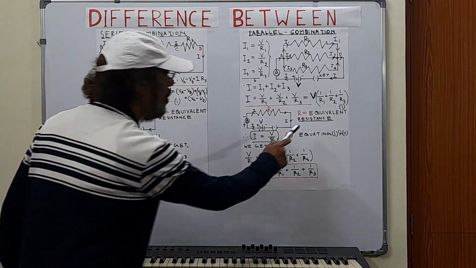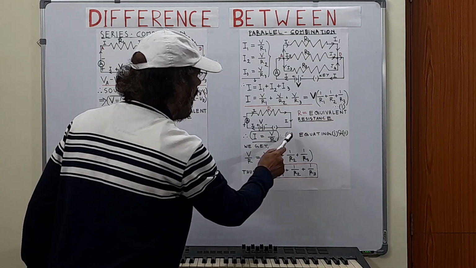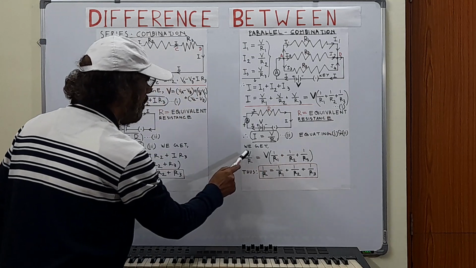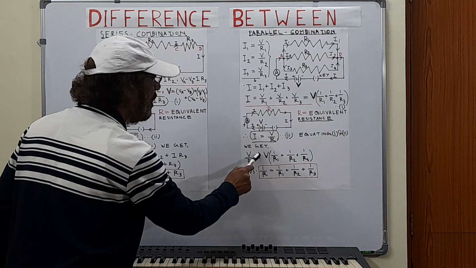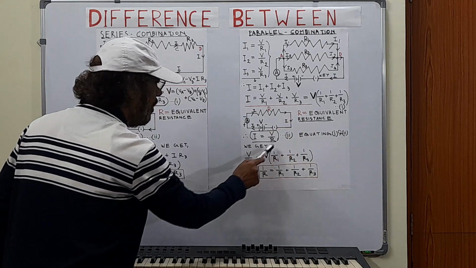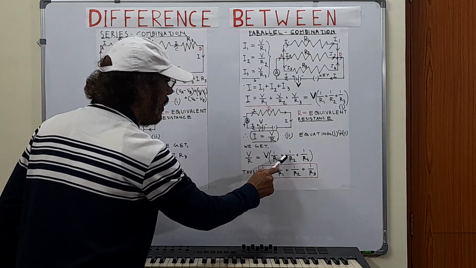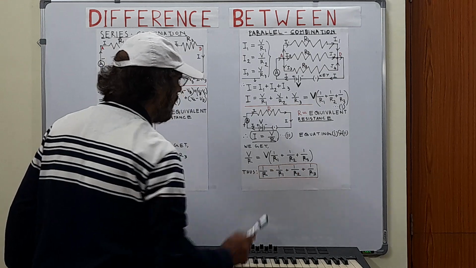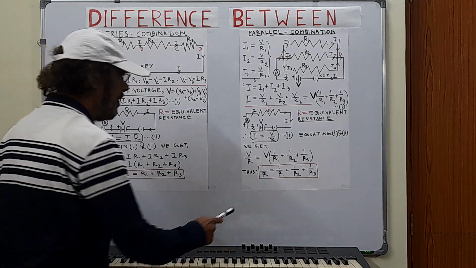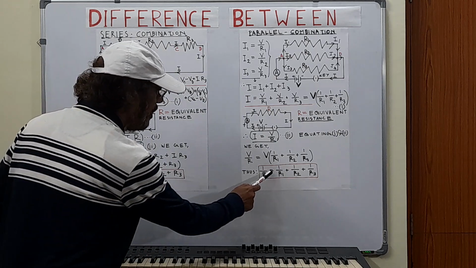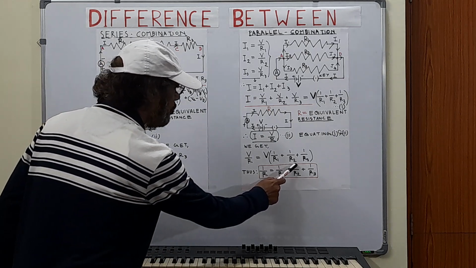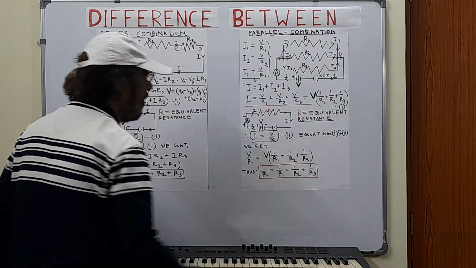Therefore, equating equation 1 and 2, we get V by R, this V by R, equal to this one: V into bracket 1 by R1 plus 1 by R2 plus 1 by R3. Thus, cancelling V from both sides, we get 1 by R equal to 1 by R1 plus 1 by R2 plus 1 by R3.